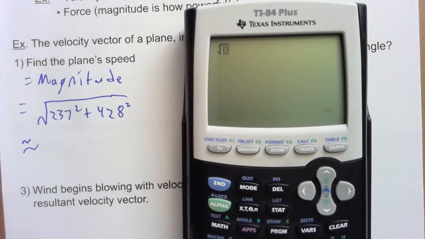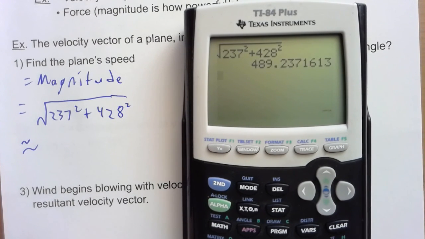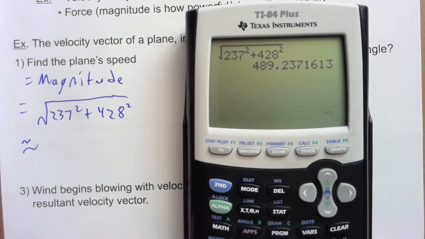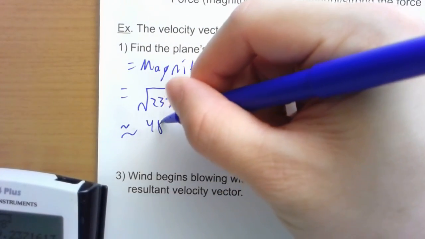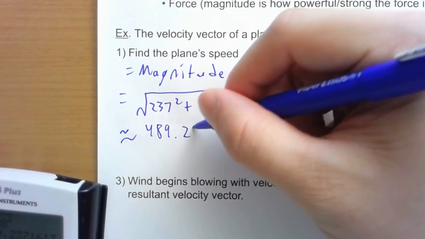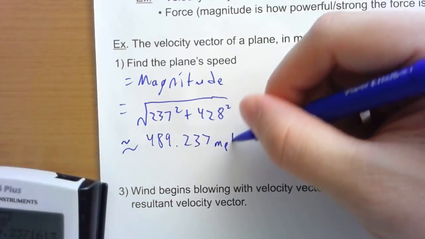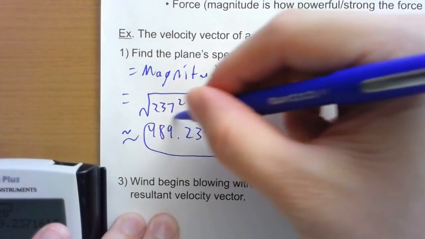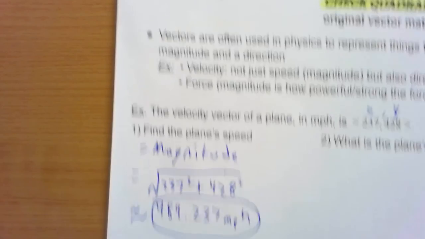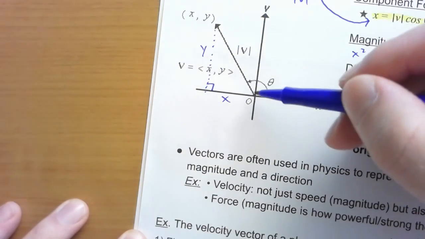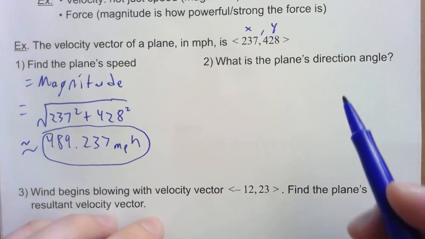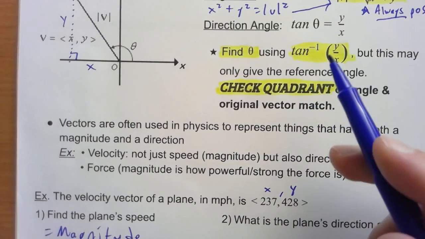So we've got the square root of 237 squared plus 428 squared. So the plane is flying at about 489.237 miles per hour. That's the speed, it's the magnitude. If we drew this out, that would be the length of this directed line segment from the origin to that point. All right.